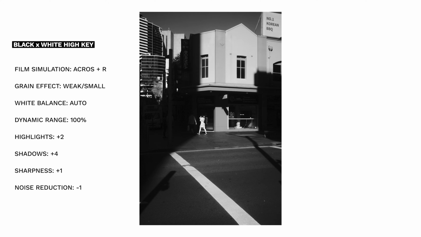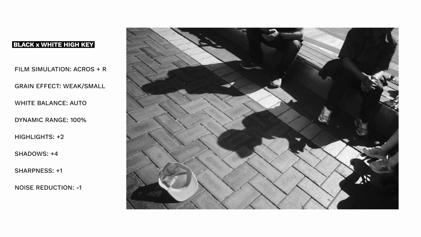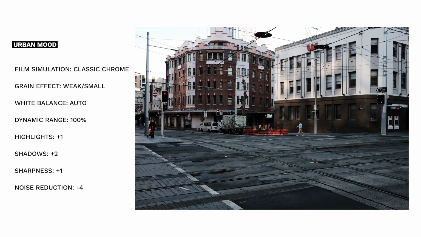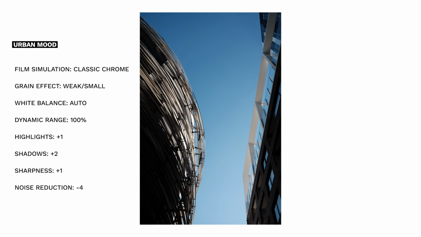You can push it in camera even more by increasing or decreasing the exposure compensation, depending on how bright or dim the scene is. The next profile I call Urban Mood. It uses the classic chrome simulation, and this profile is what I mainly use in urban environments.